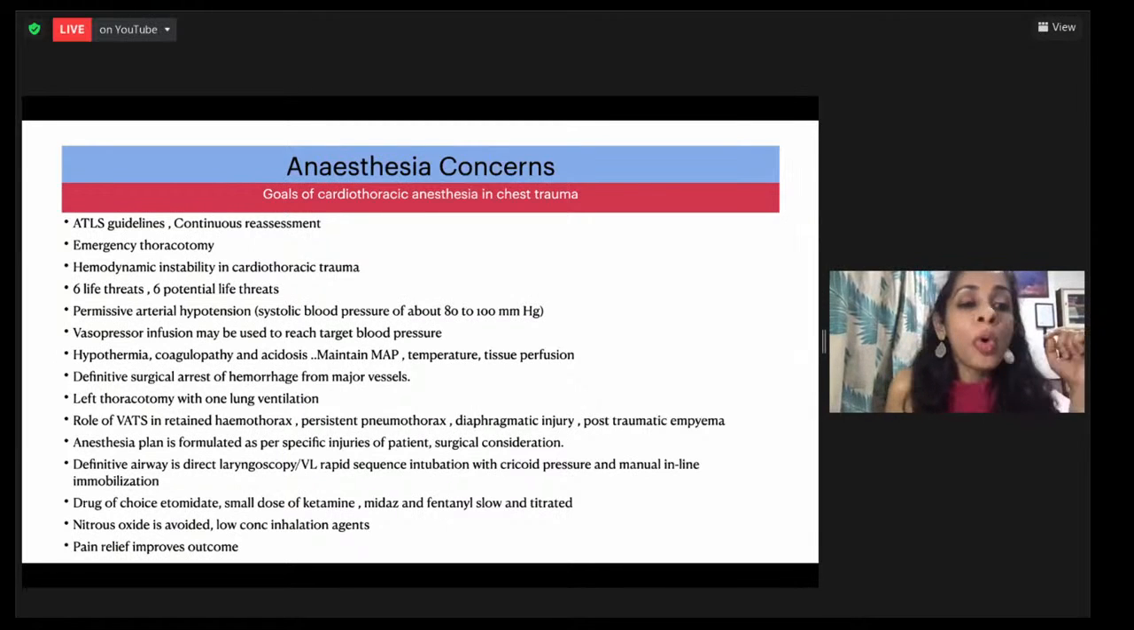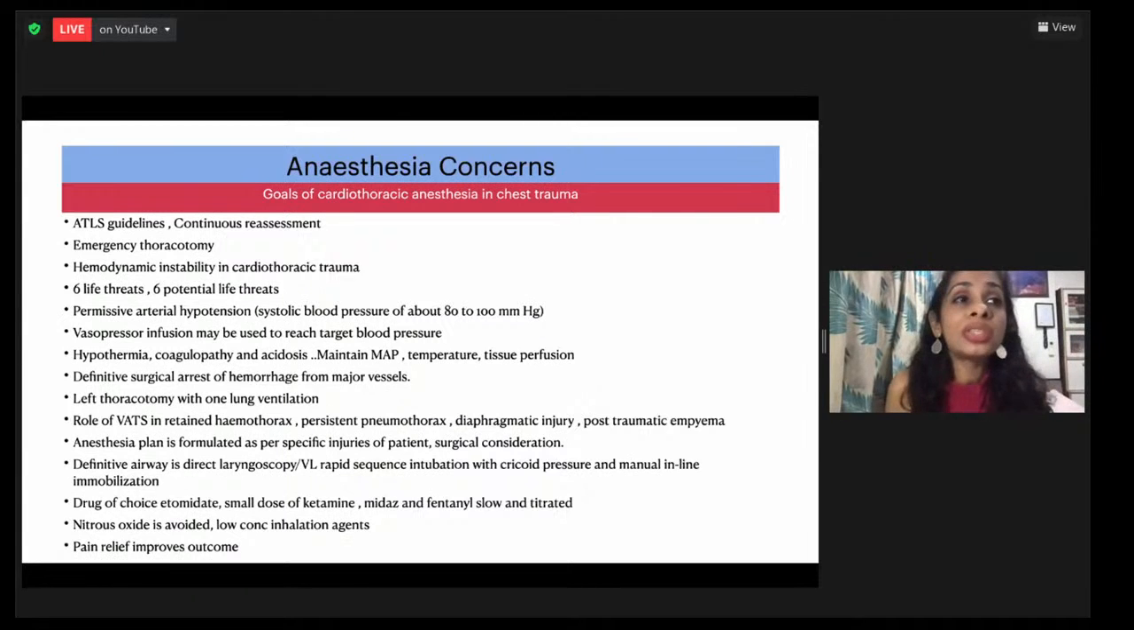Most of the chest trauma surgical interventions require left thoracotomy with 1 lung ventilation. There is a role of VATS in retained hemothorax, persistent hemothorax, diaphragmatic injury, post-traumatic empyema. Anesthesia plan is formulated according to the patient, the injury of the patient, and the surgical consideration. Yes, we should be ready with our airway skills with direct laryngoscope, VL scope, or fiber optic, keeping in mind rapid sequence as well as manual inline immobilization.